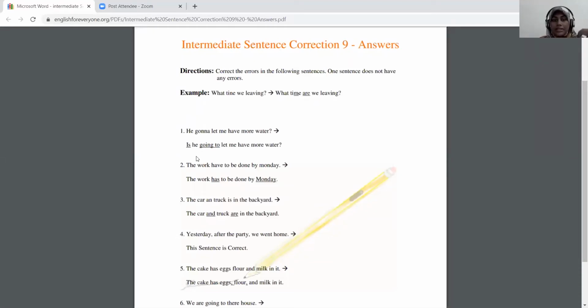The question says, he gonna let me have more water? Question mark. So it's a question, which means you have to correct it. Is he going to let me have more water? So the word is should be in front, and gonna is another mistake, it's going. Please remember, you shouldn't use gonna in your essay.